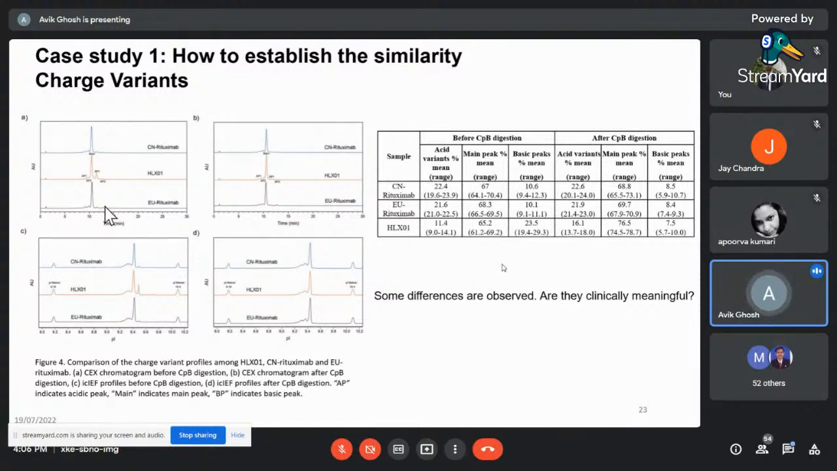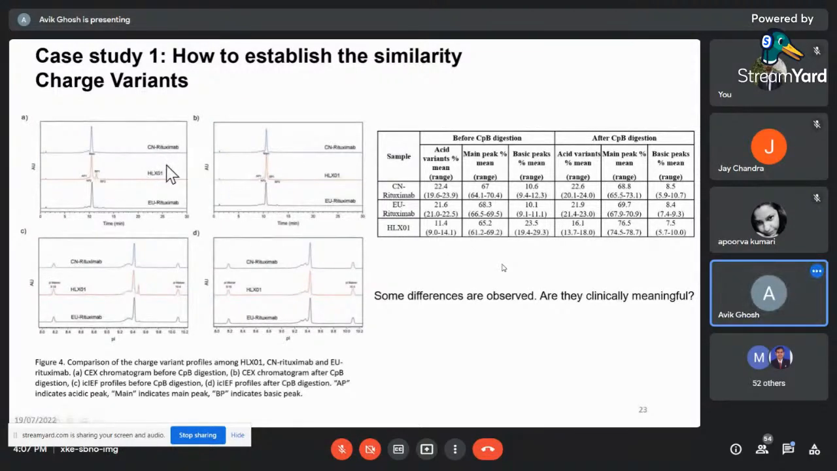So basically they separate out in a cation exchange chromatography. Okay, so that's what you see over here. Generally you see a big peak and some small peaks in a cation exchange chromatography, and whatever elutes before the main peak is called the acidic peak. This is AP, and after is the basic peak, which is BP.